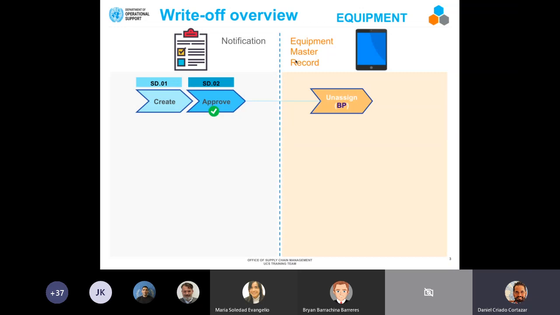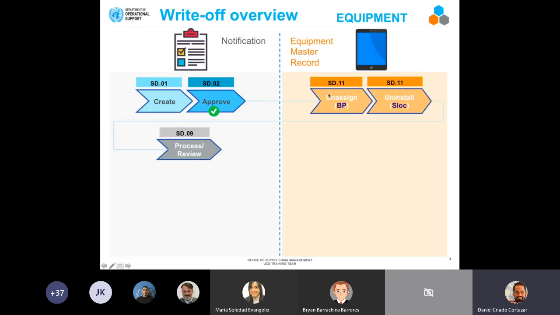After this notification is approved, we, as SD11 in this case, will have to start an unassigning. I don't know if this word exists in English, but I think we all understand. So we remove the assignment of the BP linked to this piece of equipment from the tablet itself, and we will also uninstall that piece of equipment from the storage location in the equipment master record. SD11 is in charge of that.